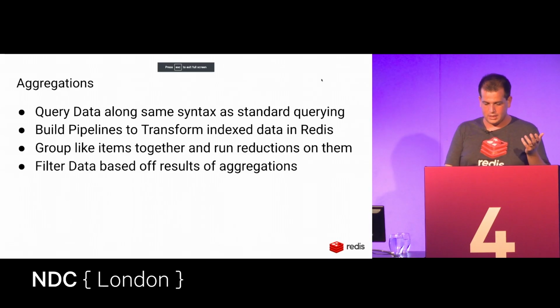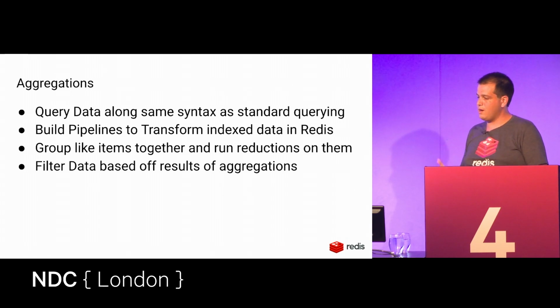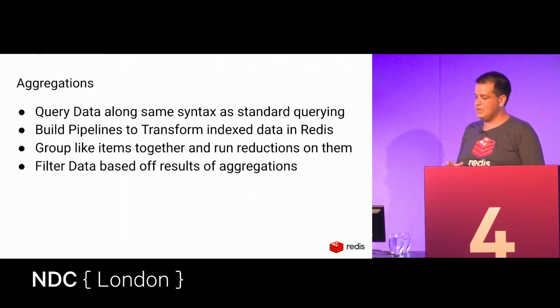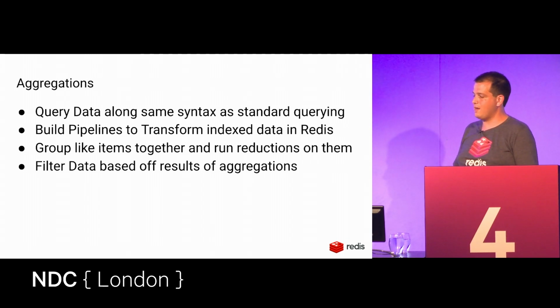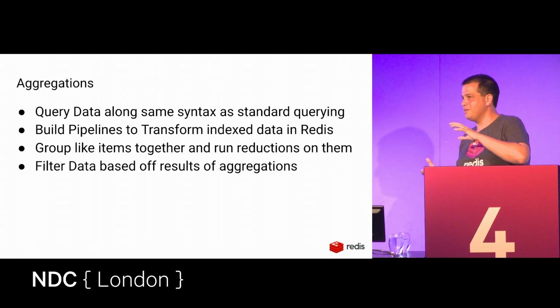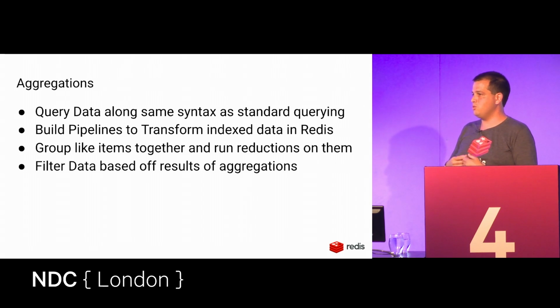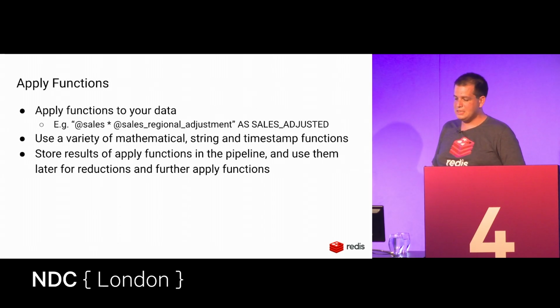So that brings us to aggregations, which are another feature of Redis Search, which allows you to query your data using that same syntax. But then you can actually build pipelines within your data to transform the data that you've received from Redis and do things like calculate sums or calculate averages or standard deviations. You can do all sorts of string manipulations. You can change timestamps, a bunch of neat things. It also allows you to filter results based off of the results of your aggregations.